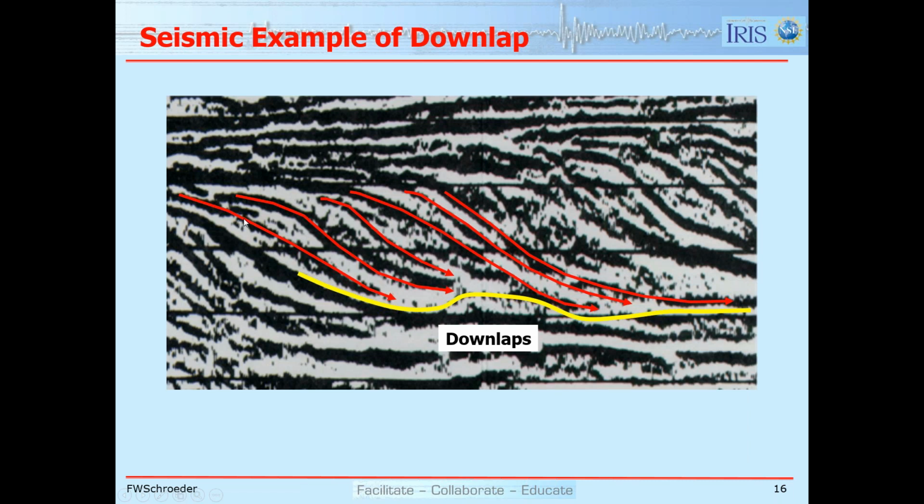Again, this is somewhat older data, and so we use our red pencil and we mark lines and put little arrows where we think the black half cycles terminate. And so I have 1, 2, 3, 4, 5 downlap terminations, and then I put the seismic sequence boundary, the yellow line, underneath those downlapping arrows.